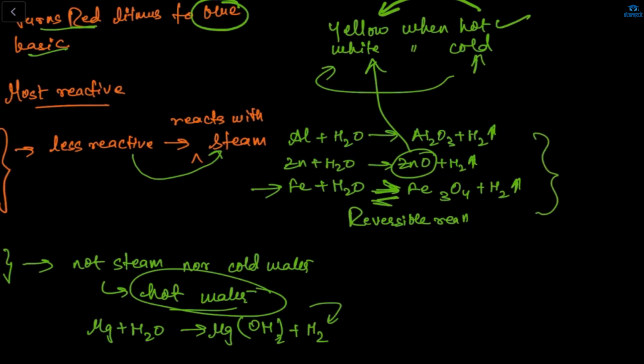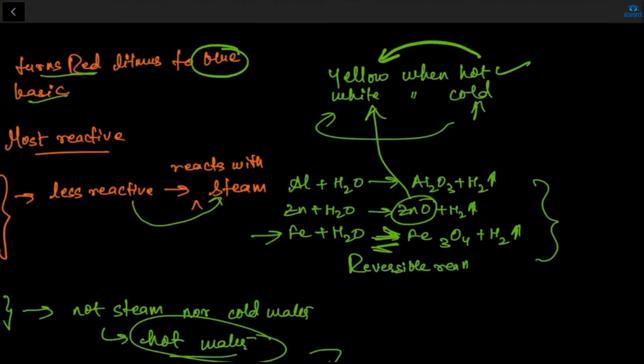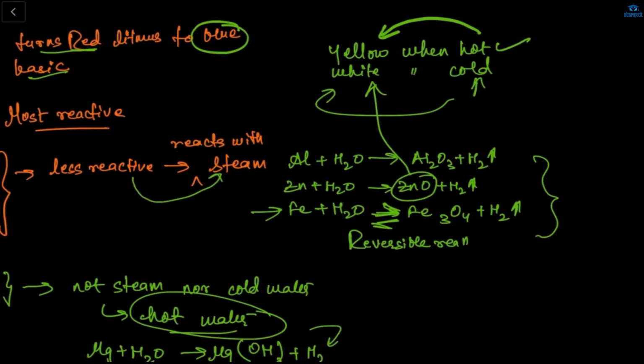But the important point about iron is that it is also a reversible reaction. And the property of zinc oxide is that if it reacts with hot water, it changes into a yellow flame, and if it reacts with cold water, it changes into a white flame.